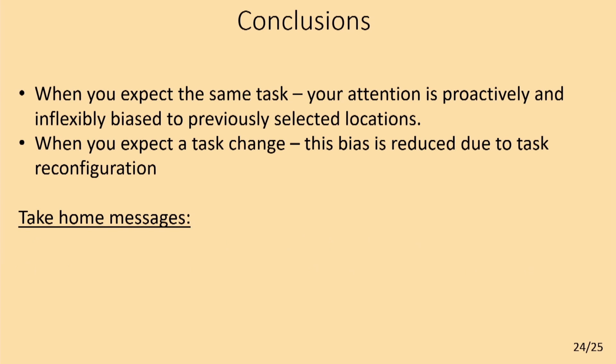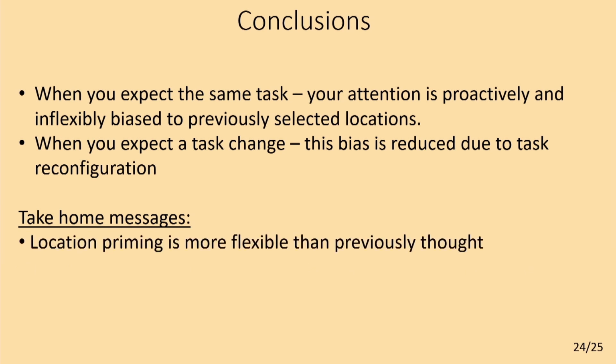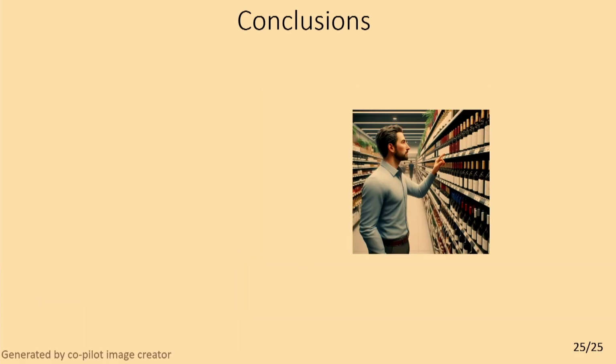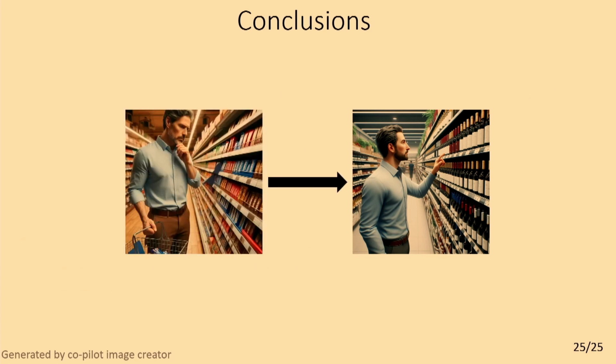The first is that location priming, and possibly intertrial priming in general, is more flexible than previously thought. The second is that task reconfiguration modulates the strength of memory traces on the priority map. So next time that you try to choose a wine at the supermarket, don't worry, the location of the recently selected chocolate bar won't affect you much.